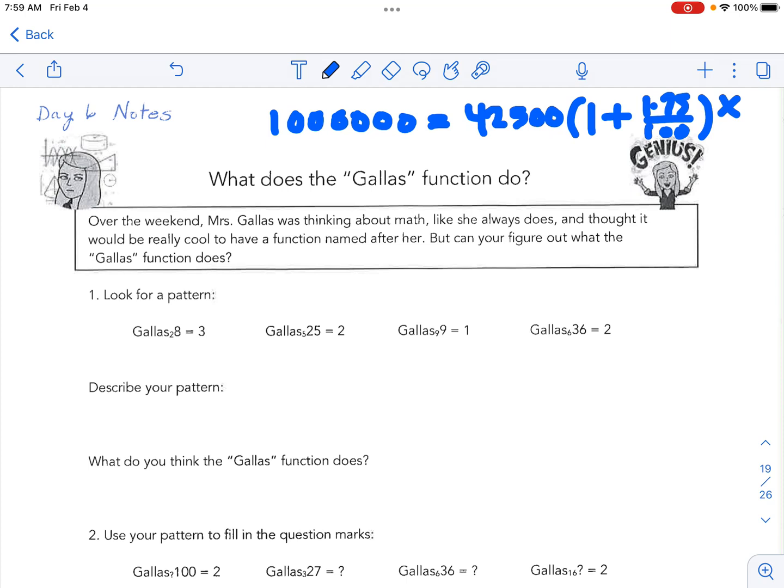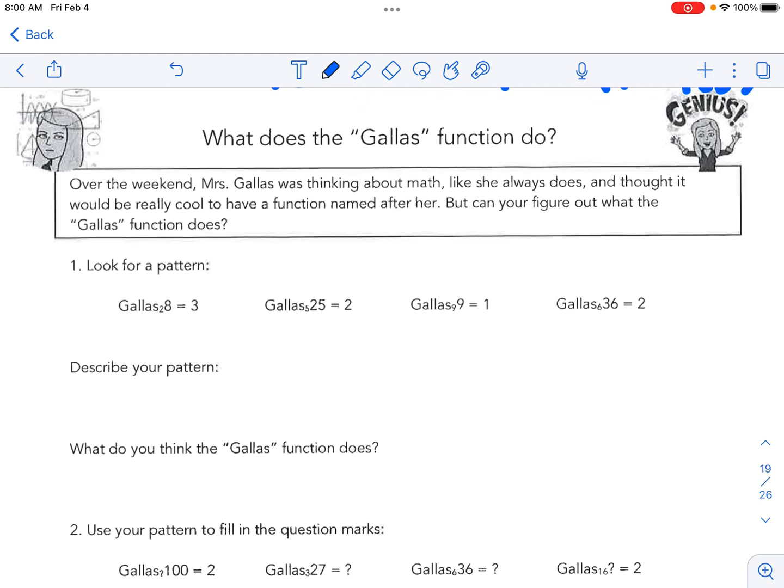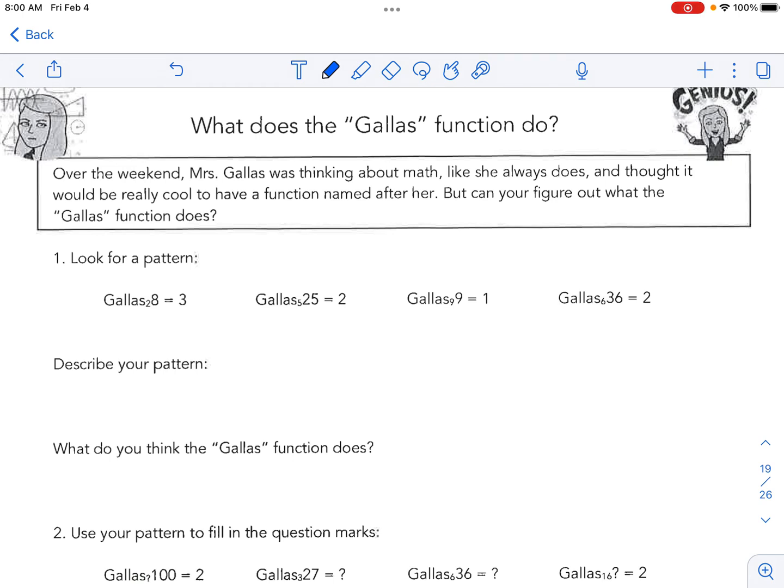The context we're going to look at this skill in is a story about a math teacher. Like math teachers do, she's thinking about math, and she thought it'd be really cool to have a function named after her. So she came up with this function. And of course, all functions have patterns, so let's look for a pattern here. She called her function the Gallus function. That's her last name. Looking at the pattern, can we figure out how the numbers relate to one another?